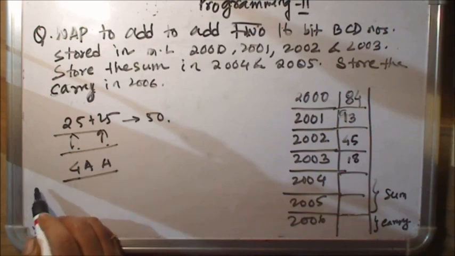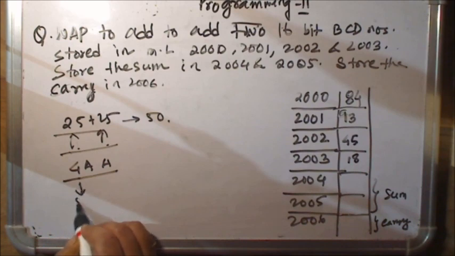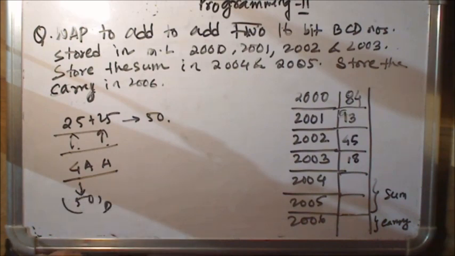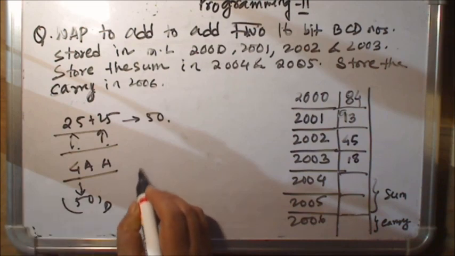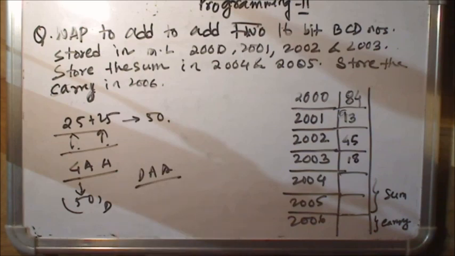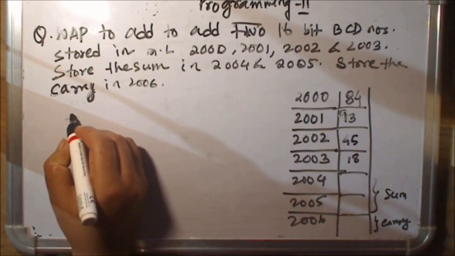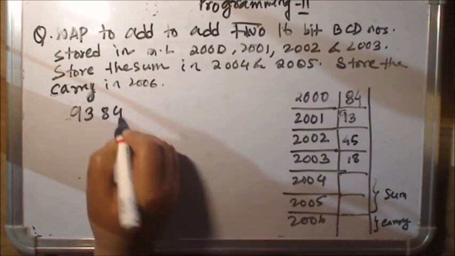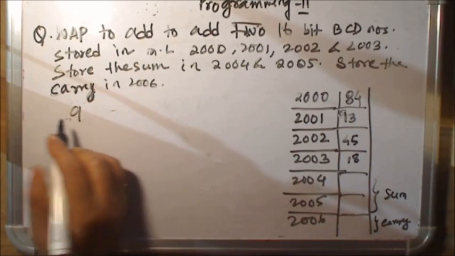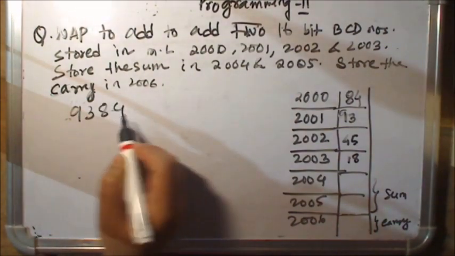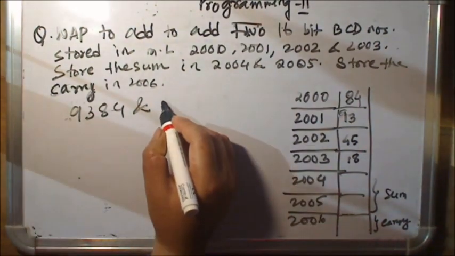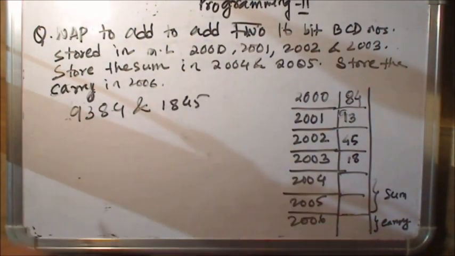4AH. Okay, that is 4A has to be changed into 50, right? So that means you need an adjustment, that adjustment is called DAA. You remember? Okay, now suppose in a shop you have purchased 2 expensive products, costing 9,384, and the second product costs 1,845. Okay, the numbers you entered.